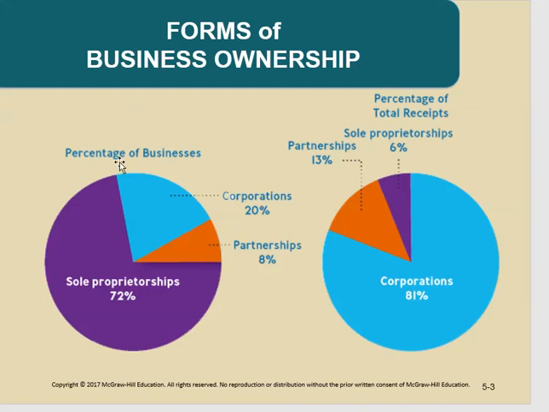8% are partnerships and 20% are corporations, whereas the bulk of your sales are from corporations. So while corporations only make up 20% of the businesses, 81% of revenue is made up of corporations. So remember, revenue is a little bit different than profit, but kind of the same idea when you're talking about the overarching scheme. 81% of your revenue comes from corporations, whereas only 13% from partnerships and 6% from sole proprietors.